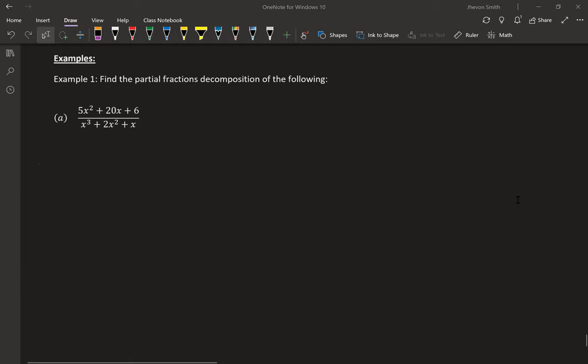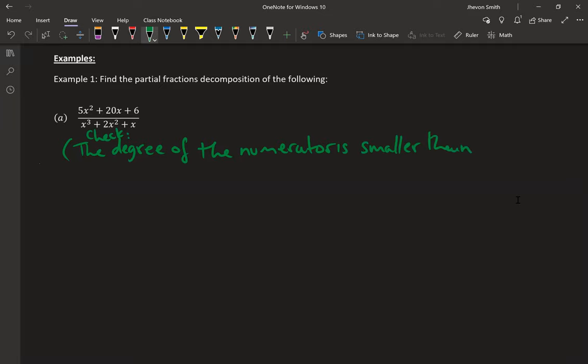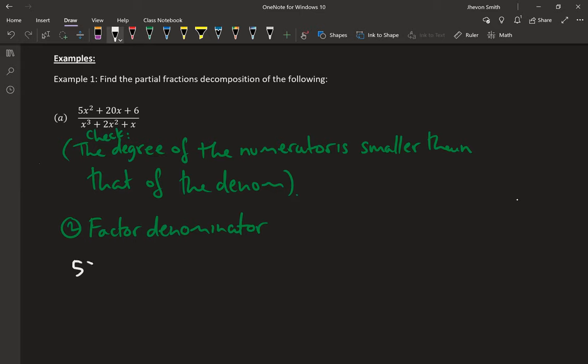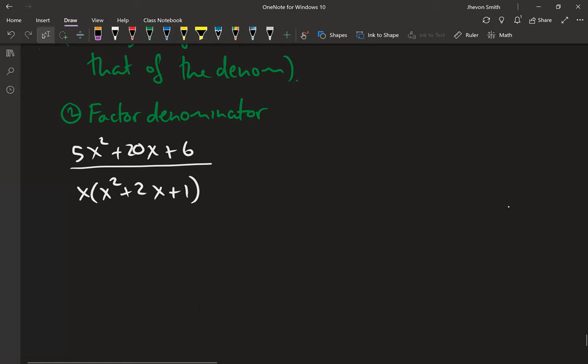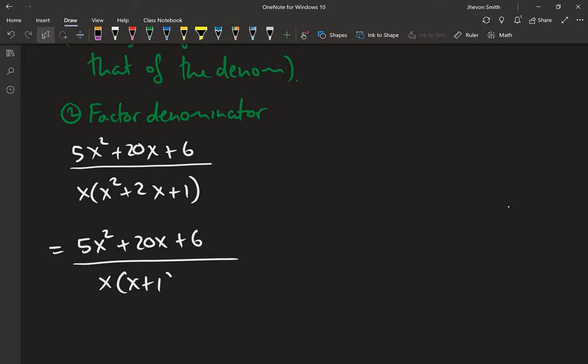Check that the degree of the numerator is smaller than that of the denominator. But yes, the second thing you're going to do is factor the denominator. So that is going to give us 5x squared plus 20x plus 6 over x times x squared plus 2x plus 1. Well, that's equal to 5x squared plus 20x plus 6 over x times (x plus 1) squared.